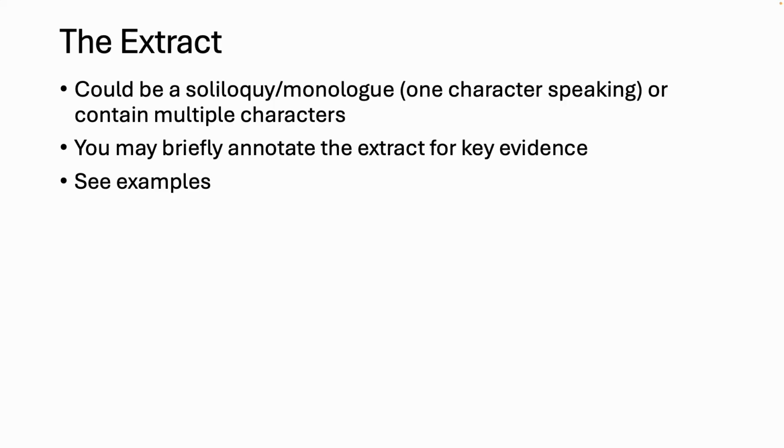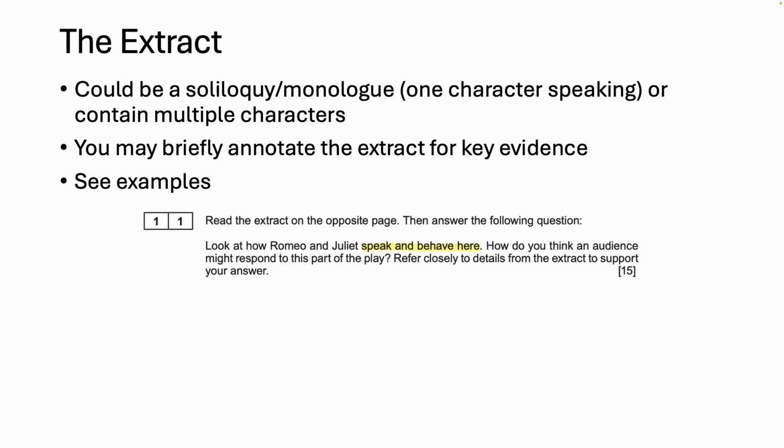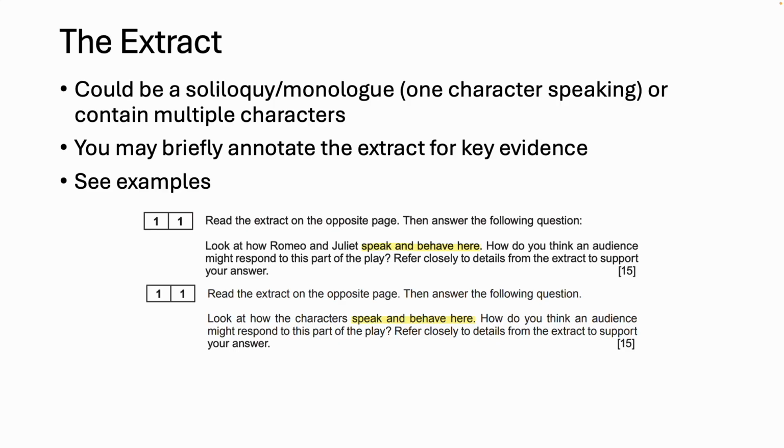So just to give you some examples of how these questions are phrased, so this is the question about the shared sonnet that's come up, and some of you may have done this before. So this says, look at how Romeo and Juliet speak and behave here. Likewise, in the fight scene, where there are multiple characters within the scene, it says, look at how the characters speak and behave here.